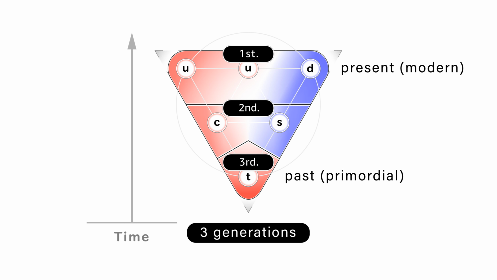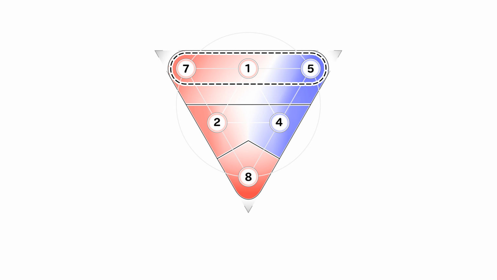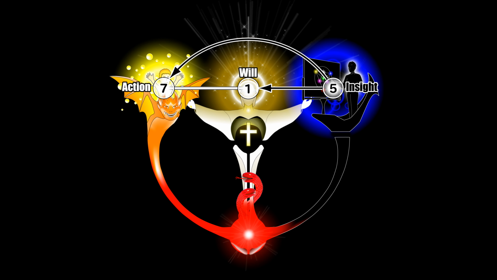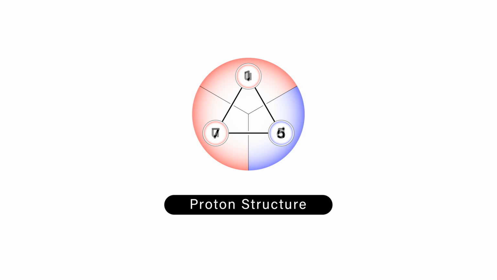In this figure, the highest level represents the component of a proton. A proton is composed of 2 up quarks and 1 down quark. These quarks are modern particles, not primordial particles. Related to the structure of a proton, the willpower of point 1 and the action power of point 7 are integrated by the inside of point 5, as illustrated. This integrated structure is analogous to the structure of a proton.